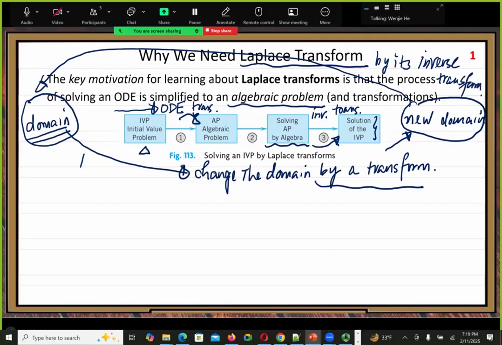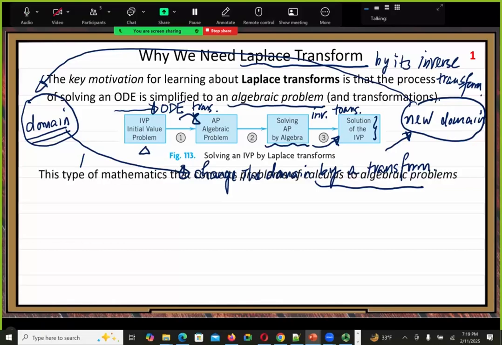So for the Laplace transform, we have the inverse Laplace transform. For the Fourier transform, we have the inverse Fourier transform. Otherwise, it's useless. If you transform it to a different domain, then you cannot come back. If you do not have the inverse transform, you can never come back. All right, so that's the general picture.